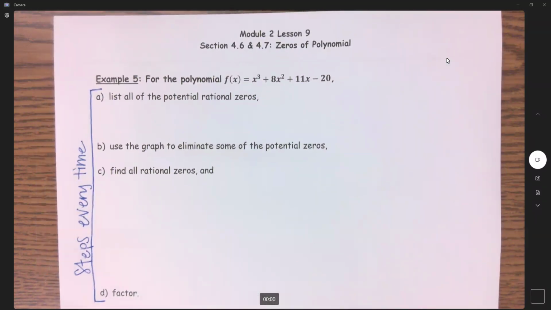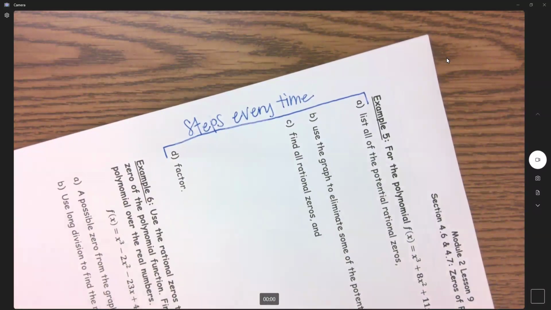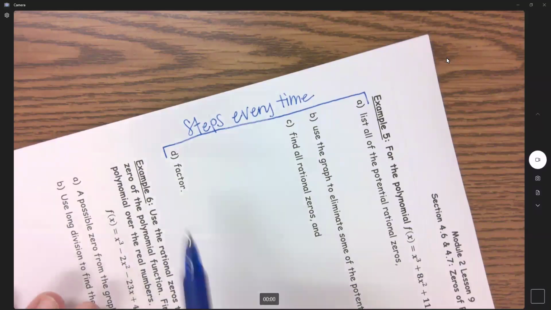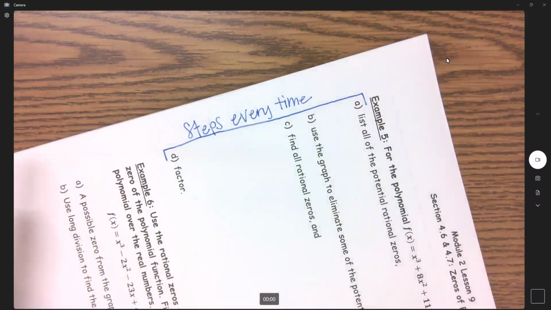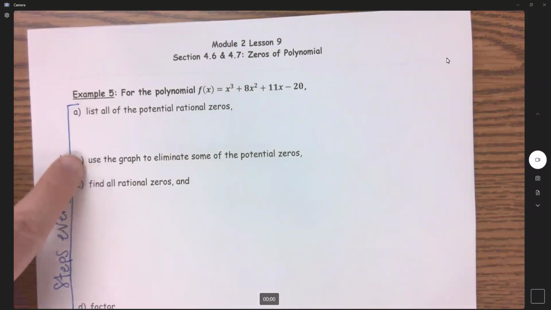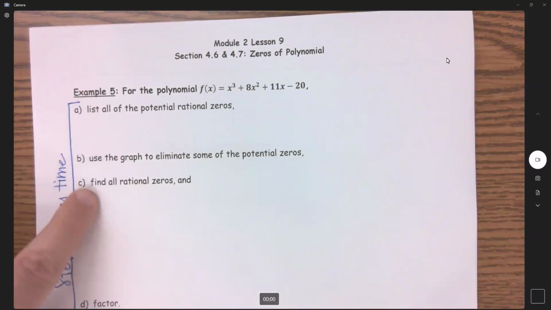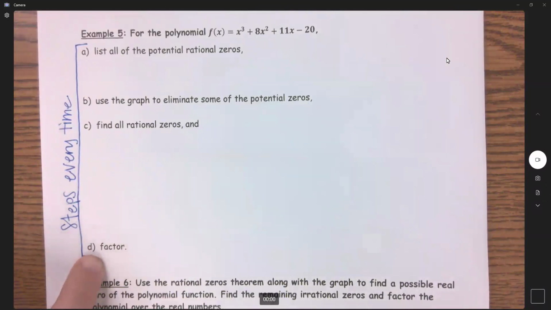Now, I've made a little note here. I got this question from my math lab, so you're going to be asked to do something very similar to this in my math lab. But whether they walk you through this process or not, these are the steps that we are going to be using every single time. You are always going to start with your P over Q. We're going to look at our graph. We're going to find our zeros, and then we will either factor or just list them.